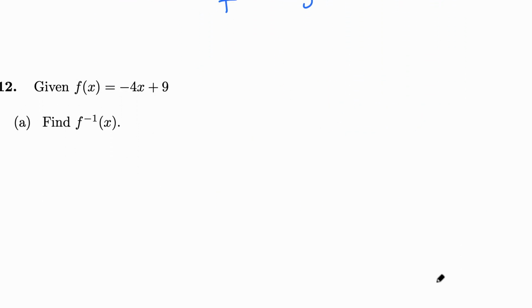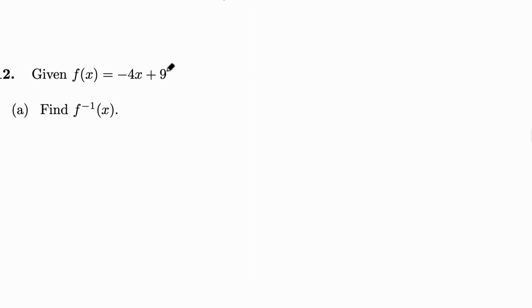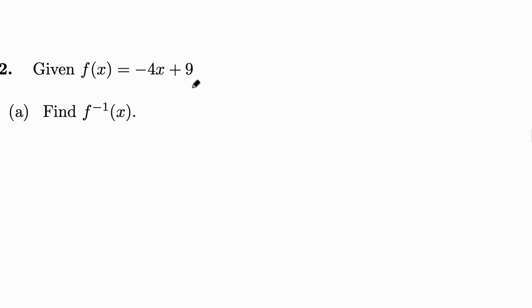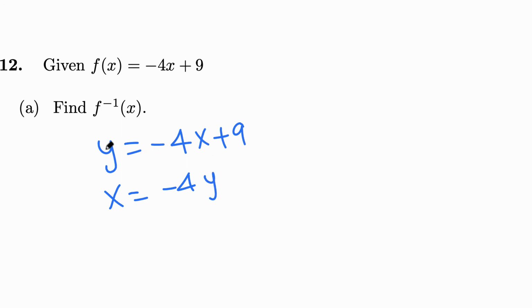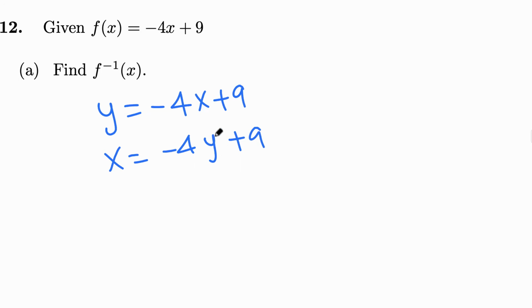Here the function is negative 4x plus 9. Now we need to find the inverse of this function. So for this function we write y equals negative 4x plus 9, and to find the inverse we swap x and y. We just switch the roles of x and y. So y is x, x is y, just interchange x and y, then solve for y. So we need to isolate y.